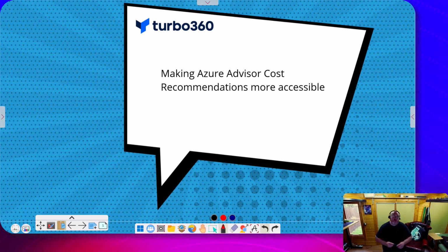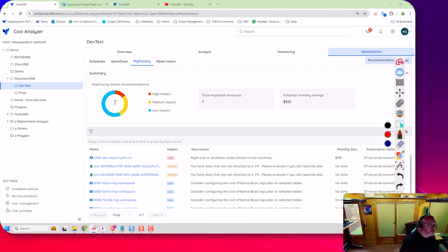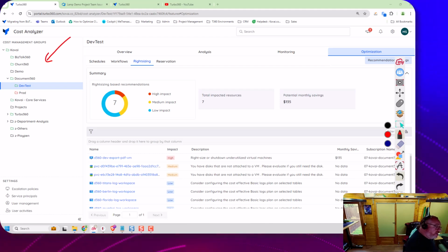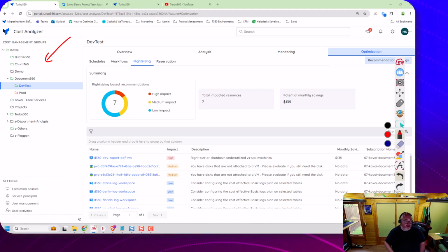In this video, we're going to talk about a feature we have in Turbo 360, which is aimed at making cost recommendations from Azure Advisor more accessible in Turbo 360. So where we're going to look here is in Turbo 360, over on the left-hand side, I've got my tree view where I've modeled how I want my cost to be managed in the company.